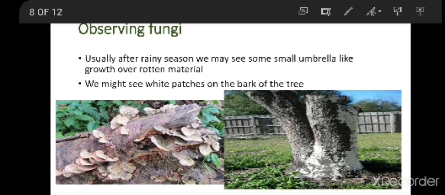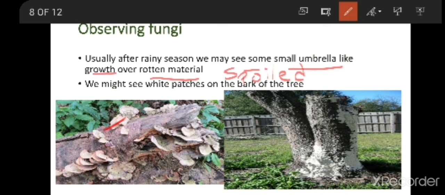Next, we are going to observe fungi under the microscope. First, to observe fungi under the microscope, we have to know where this fungi grows. Then only you can take the material and observe under the microscope. Usually after the rainy season, we may see some small umbrella-like growth over rotten material. Rotten means spoiled. So fungi will generally be growing on rotten material. In the rainy season, if anything is rotten, these umbrella-like structures will be growing.